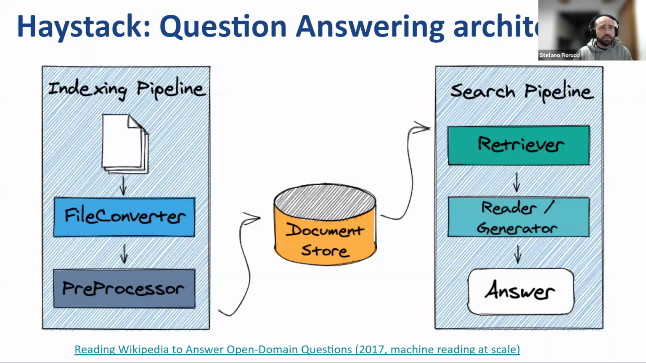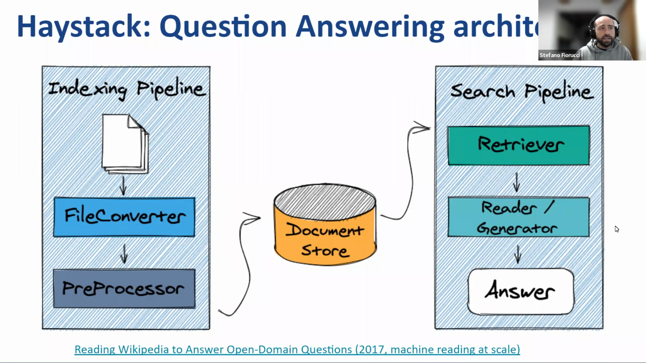And on the right, there is the search pipeline. So the user enters a question, then the retriever returns the documents that are more relevant to that question. And then another node, which can be a reader or a generator, tries to extract or generate an answer.